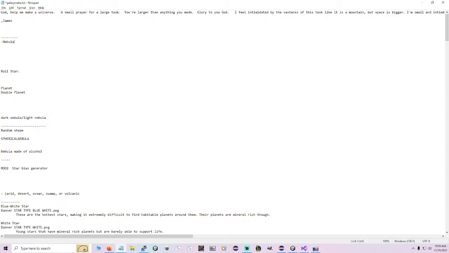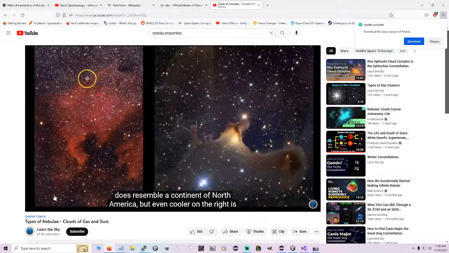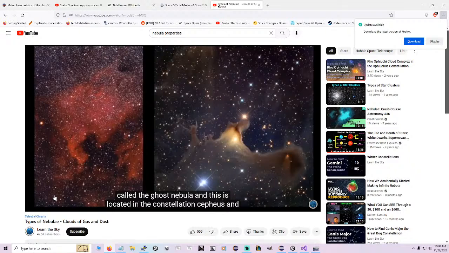Here are some other great examples of emission nebulae. To the left, we have the North America Nebula, located in Cygnus. It does resemble the continent of North America. But even cooler, on the right is called the Ghost Nebula, and this is located in the constellation Cepheus.